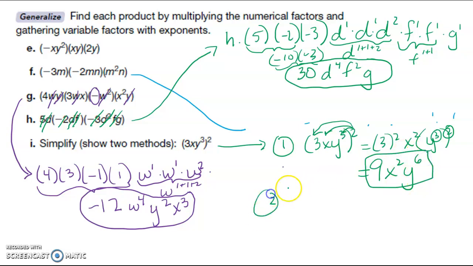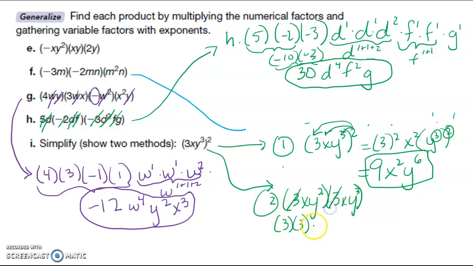The second way of doing this is to break it out, because this is 3xy cubed squared, and then do it like we've been doing all the rest of them. 3 times 3, and that takes care of that. X times x, that takes care of that. Y cubed times y cubed. Okay, so 3 times 3 is 9. This is x to the 1 plus 1, which is squared. This is y to the 3 plus 3, which is to the 6th.